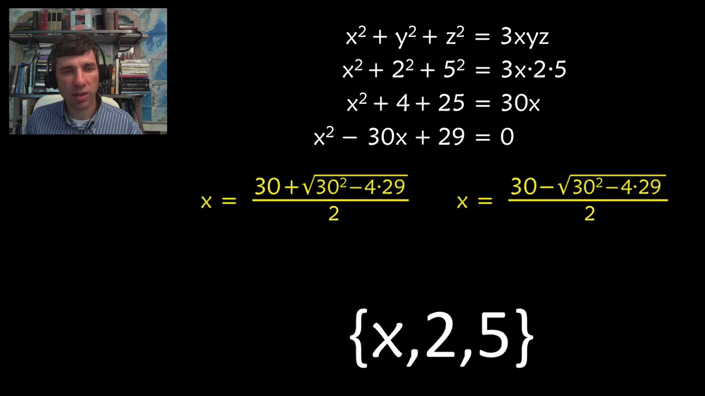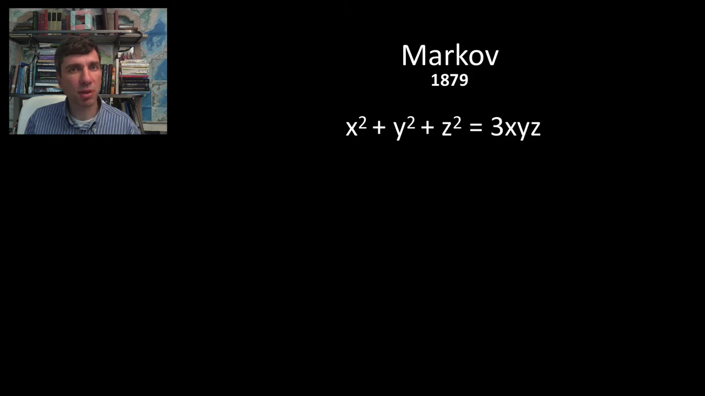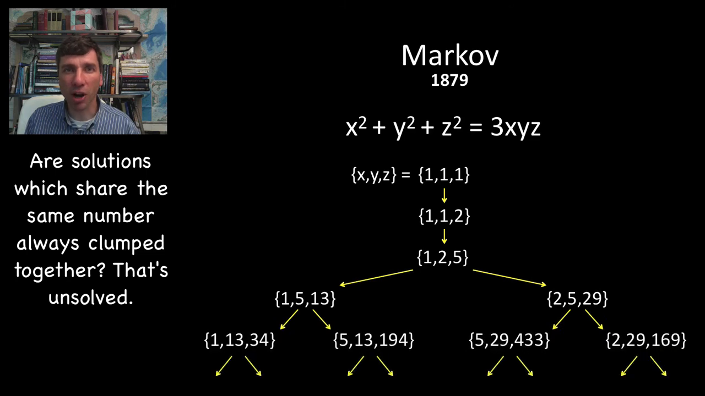x is equal to 30 plus or minus what's in that square root. So let's calculate that, and we get two answers. x is equal to 29 or x is equal to 1. This process may be applied again and again and again to come up with an infinite number of solutions for this Markov problem.